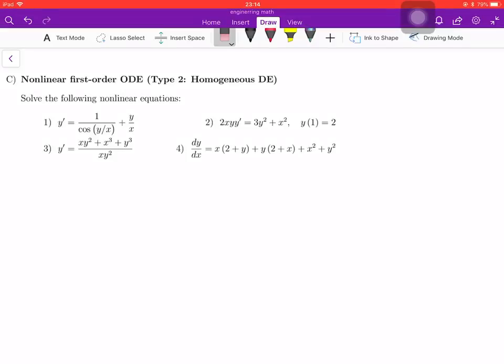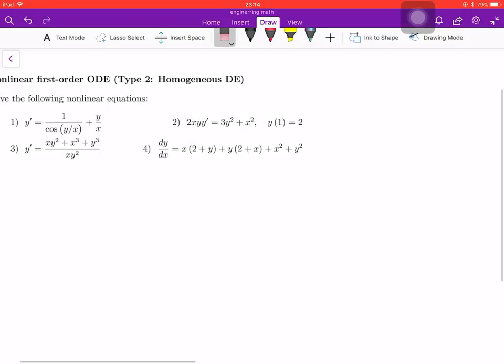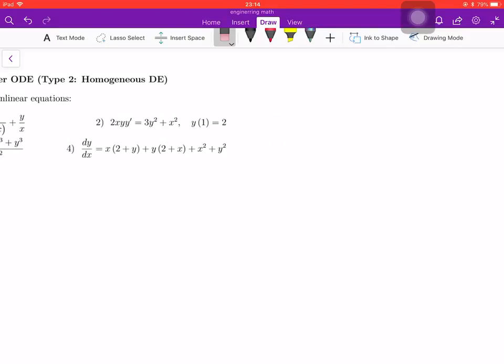Okay, let's see section C, nonlinear first ODE, the type 2 homogeneous differential equations. Now, before we see the solution for these questions, let me remind you what we have learned in the class about the type 2 homogeneous differential equation for the first ODE.